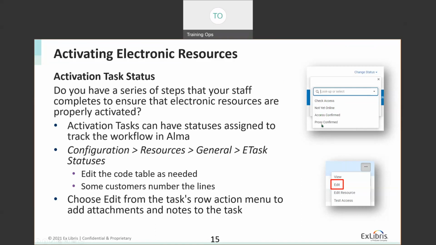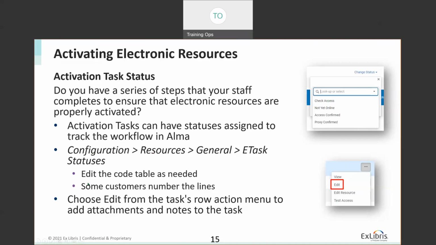And maybe someone else checks the proxy, or maybe I do and I'm going to do it tomorrow. But you can make this list of statuses make sense to your team, so you know you've done everything when you activate an electronic resource. So where you can configure this list is under Configuration, Resources, General, eTask Statuses. So you can edit the code table as needed.